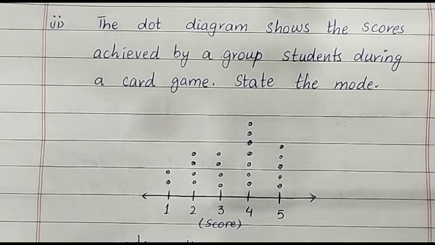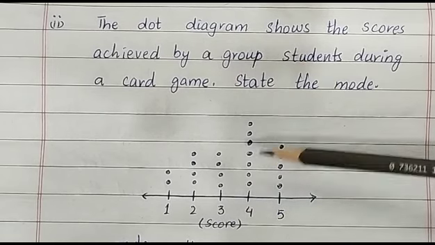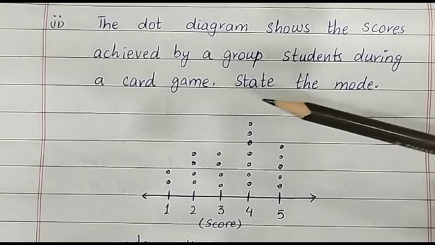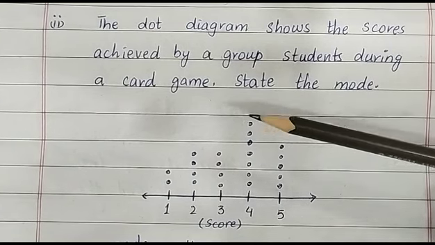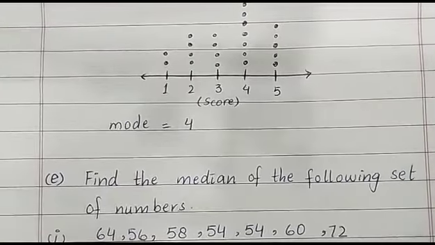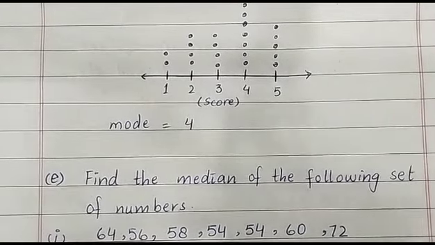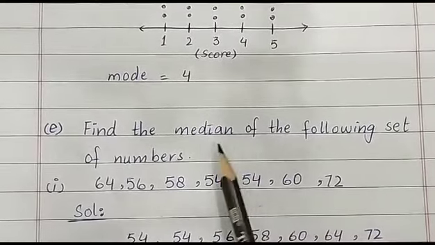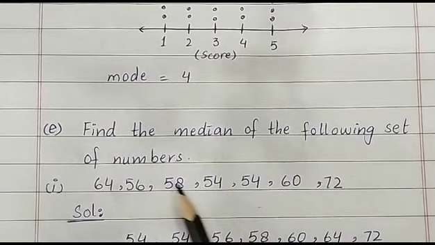That means you have to find out which number has the greatest quantity. The greatest quantity of the students got 4 score, so the mode will be 4. Next I am going to explain question number 16 part E. In this question we are going to find out the median of the following numbers.